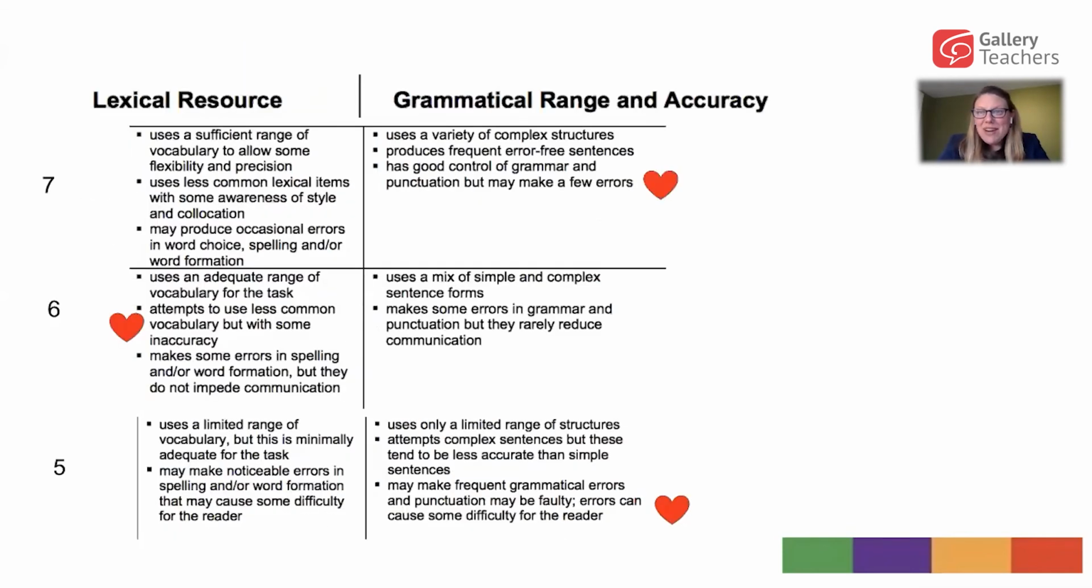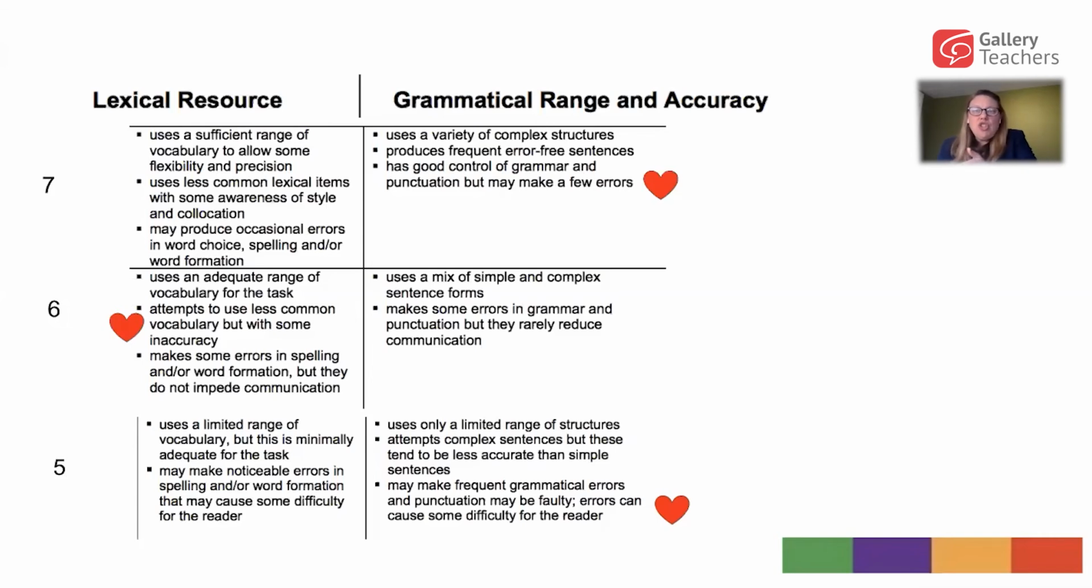Let's have a look at lexical range and grammatical accuracy. So again, I've got my heart because we want to love these IELTS band descriptors. Let's look at number 6, attempts to use less common vocabulary, but with some inaccuracy. This is LR. What this means is they get credit for trying. Okay, so if the candidate tries to use more complex language, even if it's maybe incorrectly spelt, they will still be able to get 6. So you need to encourage your candidates, your students, to try, okay, to be ambitious.